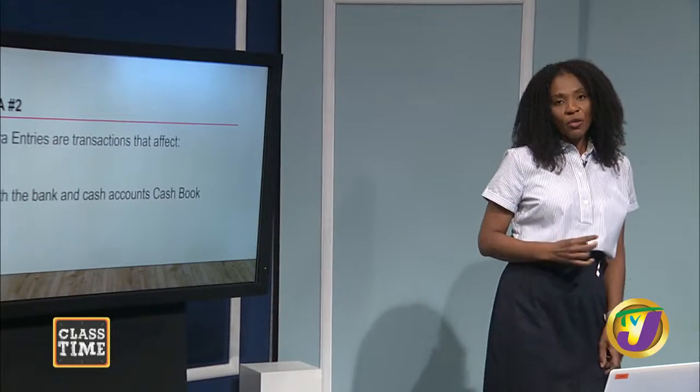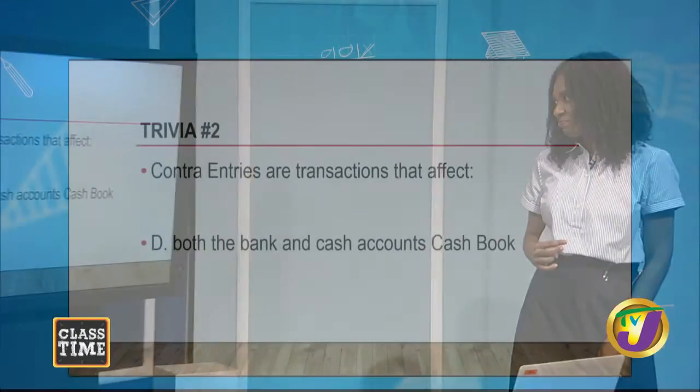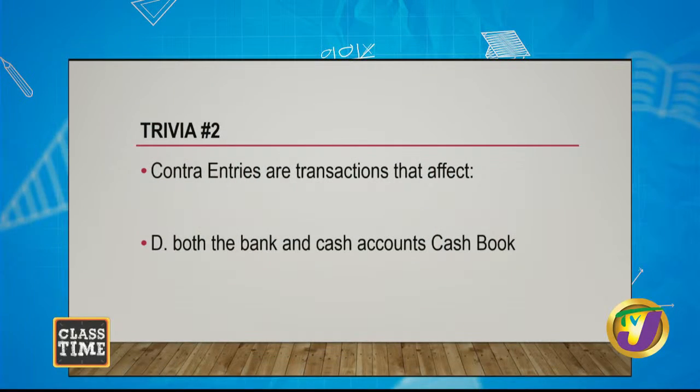Our second trivia question was: contra entries, how do they affect the cash book? I hope your answer was D. Contra entries are transactions that affect both the bank and cash accounts of the cash book. So they affect both sides of the cash book.